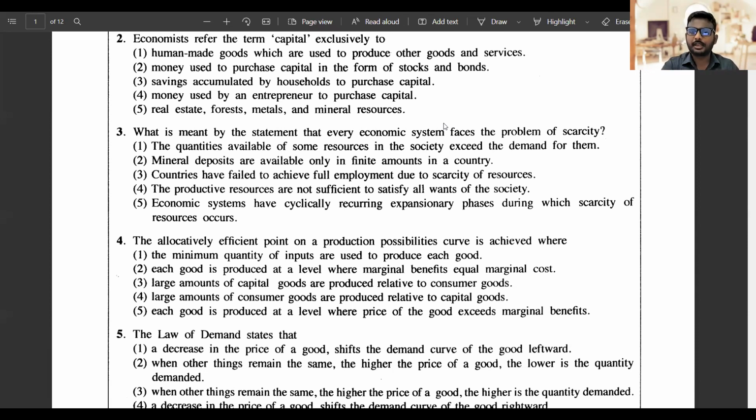Even if there are very few limited resources, if those resources are completely optimally used, countries can achieve full employment. Right? So answer number 3 is also out. The productive resources are not sufficient to satisfy all wants of the society. That's what scarcity is by definition.